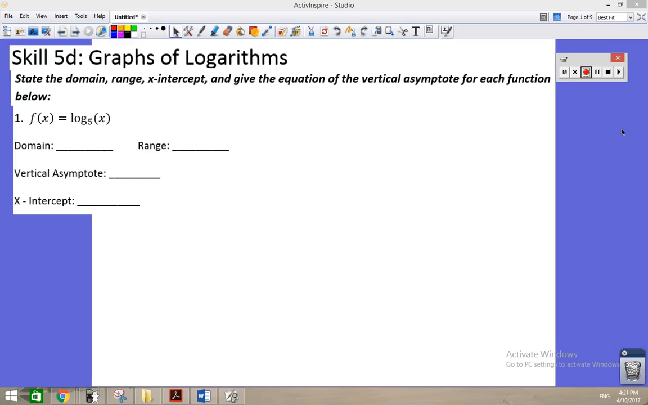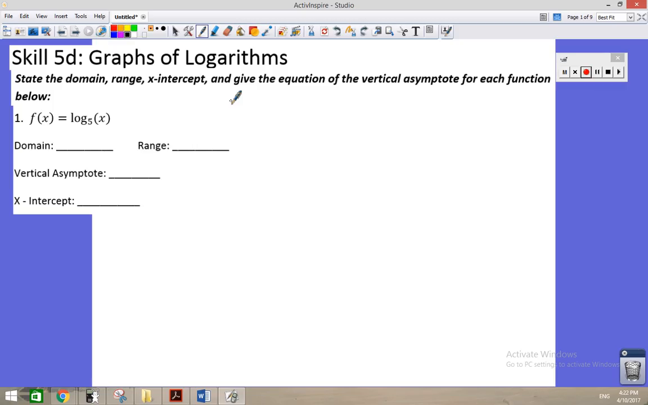Let's take a look at some of these problems from our Scale 5 packet, exponential functions and log functions. Here we're wanting to become familiar with the graphs of logarithms and the properties of the graphs of logarithms. Logarithms are the inverse of exponential. Inverse functions, the domain and range have switched.